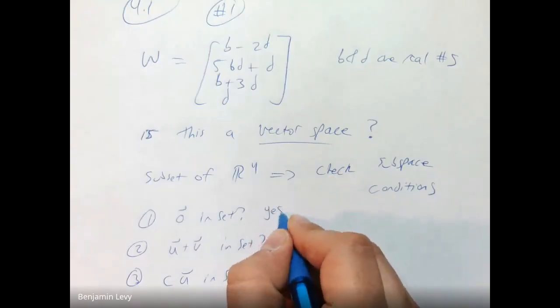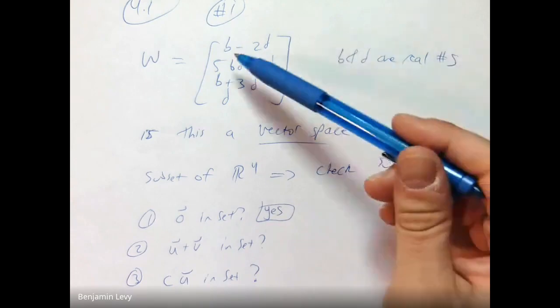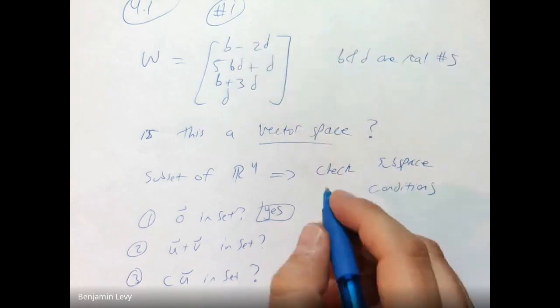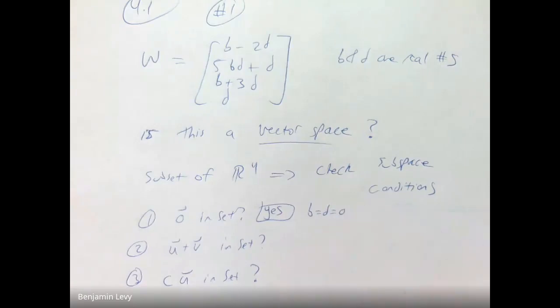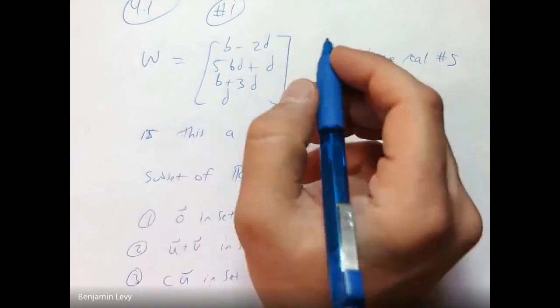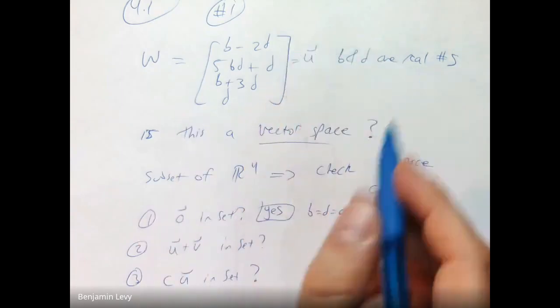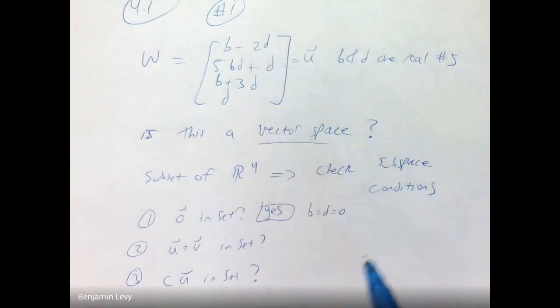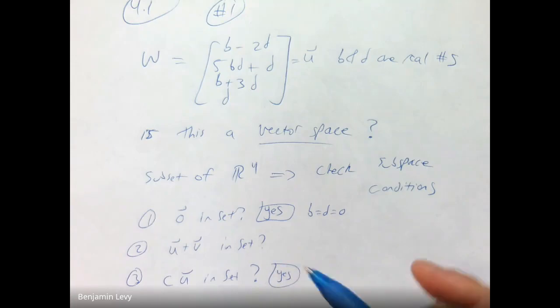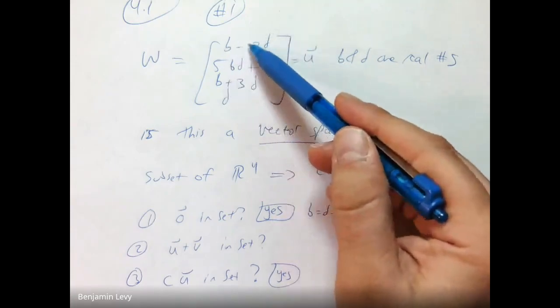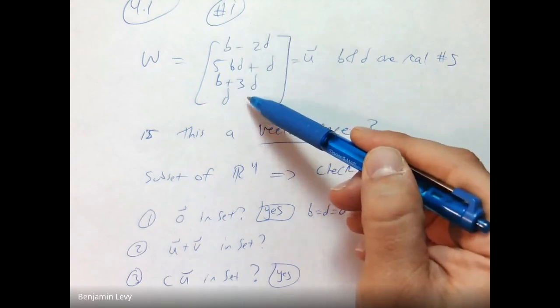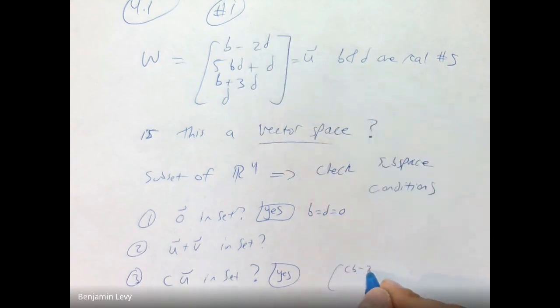I'm just going to talk through this one. 0 is a yes because B and D can be any numbers, right? And so you can just let B equal D equal 0, and you'd get the 0 vector. For scalar multiplication, let's let that vector equal U. If you did CU, it would look the exact same, just with a C attached to all those different terms. It would be like CB minus 2CD, in the correct form, right? You just add a C to all those things.